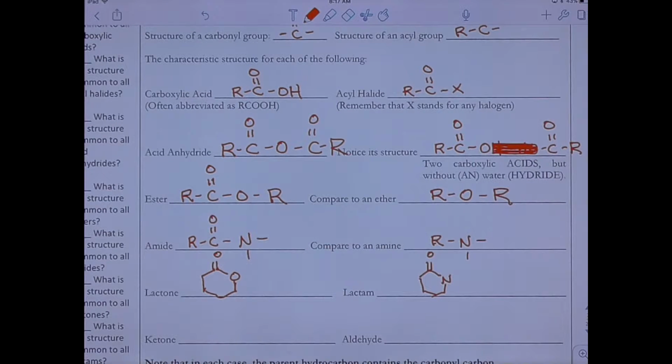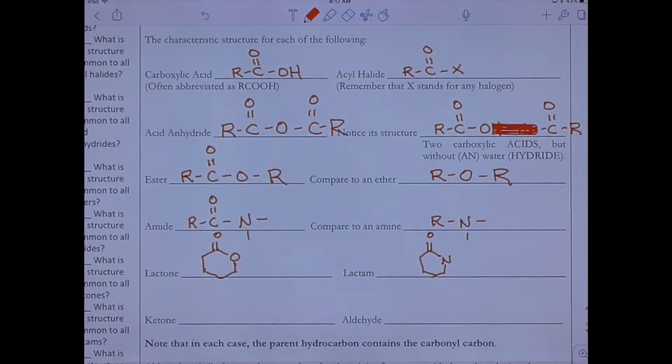And then ketone, like for instance, you've heard of ketone bodies. That's where you have a carbon group on either side of the carbonyl carbon. Acetone is the simplest ketone. It just has a CH3 group on either side.